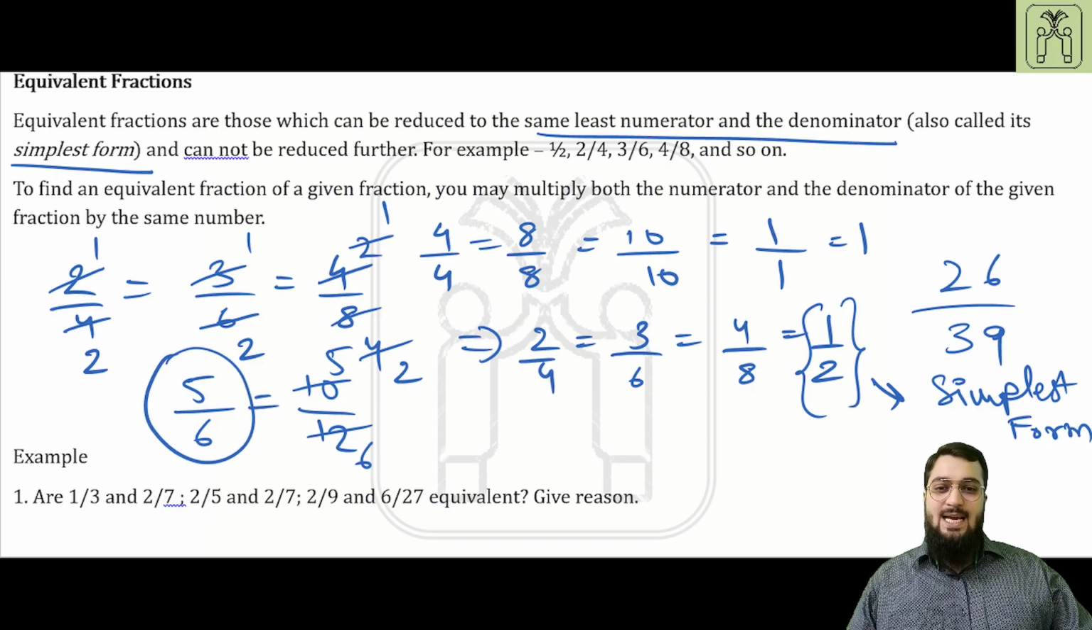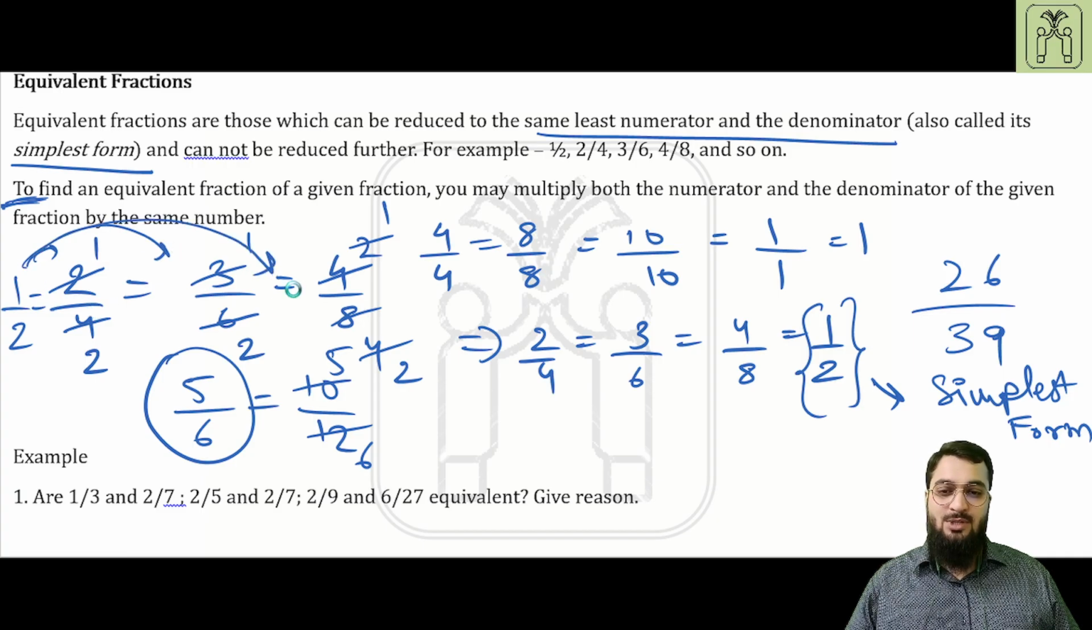Now, if you read this particular line, you will see that to find an equivalent fraction of a given fraction, you may multiply both the numerator and denominator of the given fraction by the same number. The same method I used: I multiplied 1 upon 2 by 2, I got this; I multiplied it by 3, I got this; and multiplied by 4, I got this.